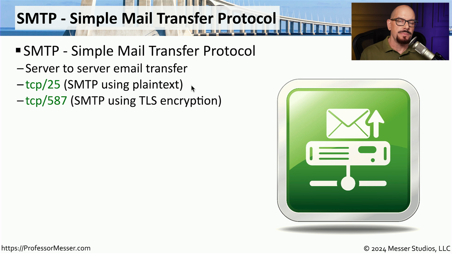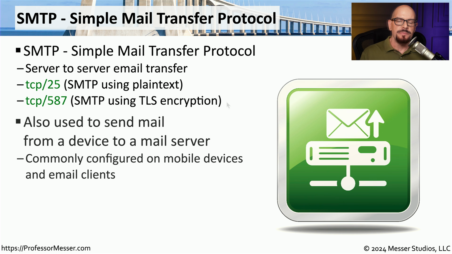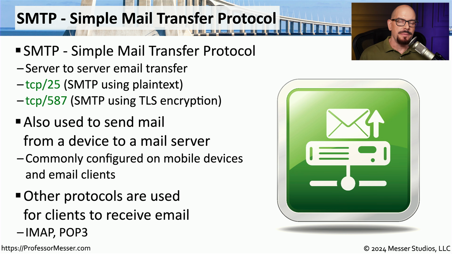There's no encryption that's automatically configured when using TCP port 25. That's why many SMTP servers will use TCP port 587, which is SMTP using TLS encryption, or the Transport Layer Security. SMTP is also used from client devices that are sending email messages, and it's often sending those to a mail server using this SMTP protocol. For receiving email messages and being able to manage your email inbox, we often use other protocols such as IMAP or POP3.